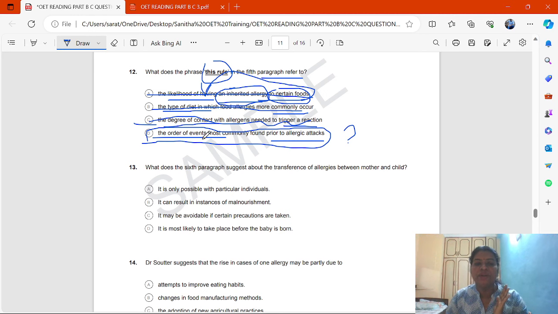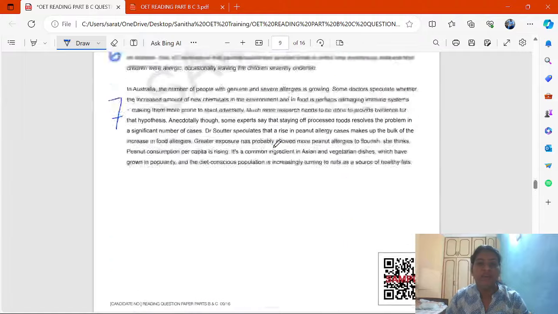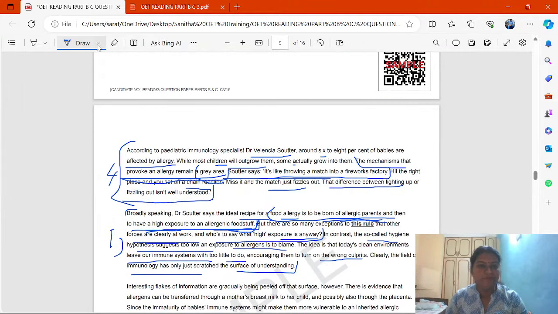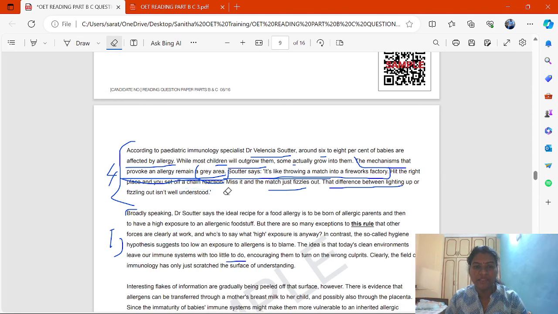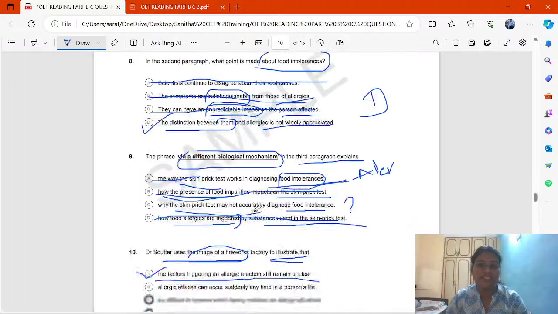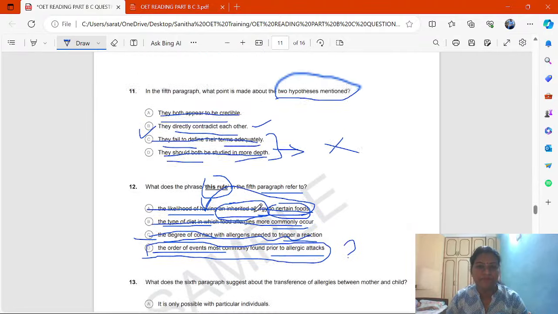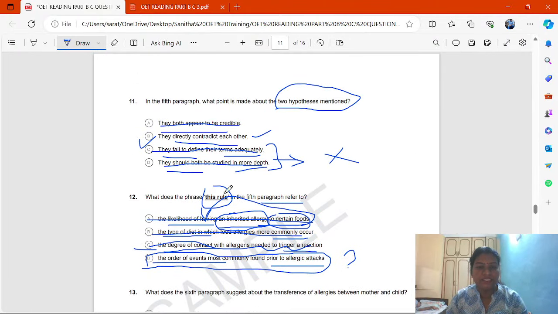Here, the order of events most commonly found prior to allergic attack. What are the points they have given here? Order of events. What are the points he discussed? What is the order? Food allergy is to be born of allergy parents, that is one. Second, what is high exposure to allergic reaction? But there are so many exceptions to this. We are going to find out the answer to this rule. What does the phrase this rule in the fifth factor refer to?